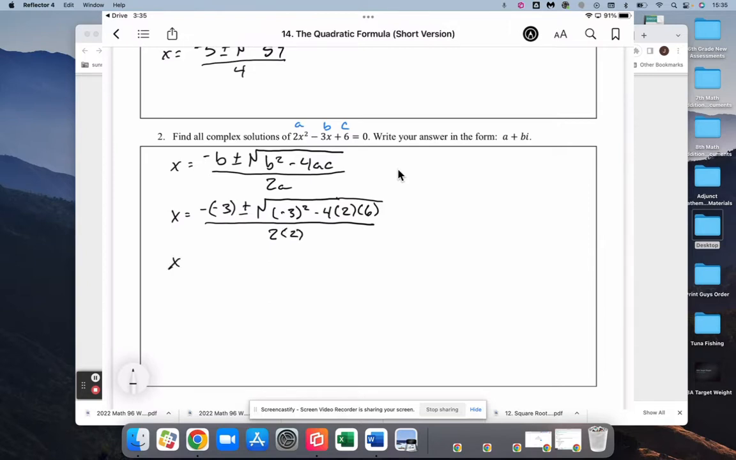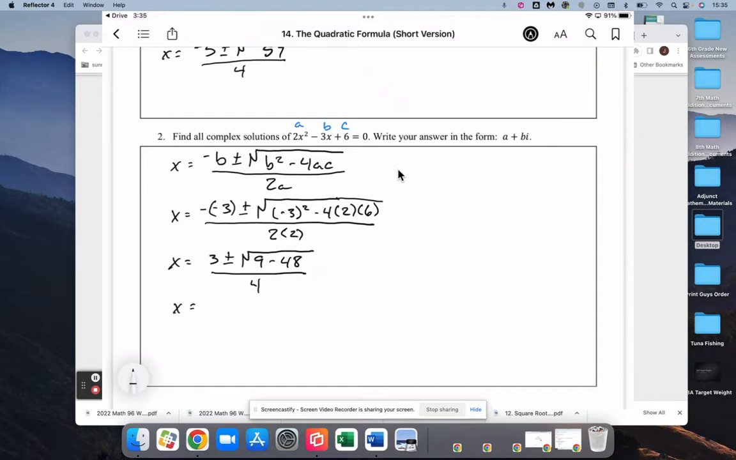So if we work on simplifying this, we've got now a positive 3 on the outside in the numerator, plus or minus the square root of 9, minus 4 times 2 is 8, times 6 is 48, over 4.